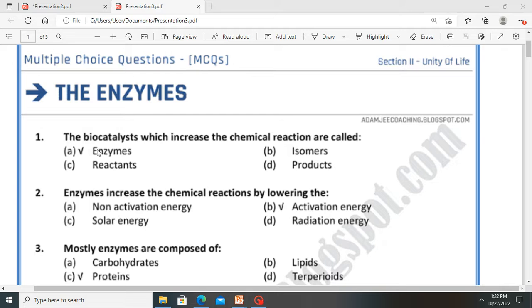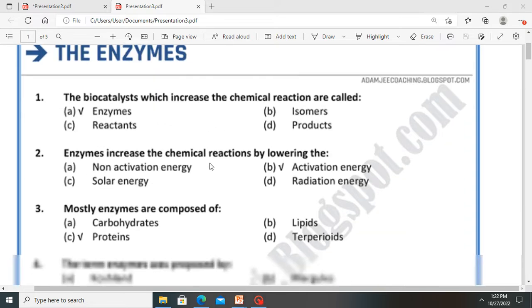So let's begin. The biocatalysts which increase the chemical reaction are called. So which of these is a biocatalyst which increases the rate of a chemical reaction or a biochemical reaction? The answer is enzymes. Enzymes are basically protein molecules which act as catalysts to speed up biochemical reactions which occur in the cells of a living system.